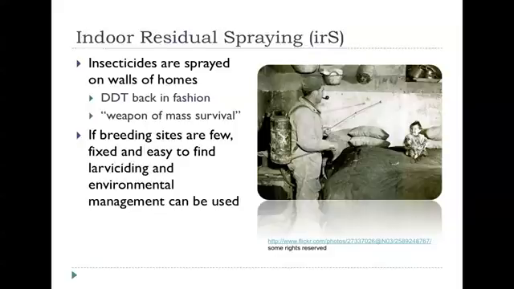Another option is so-called indoor residual spraying. Malariologists seem to have these funny little acronyms, so they call this IRS. I don't know why they have small letters for the first two and a large one, but that's what you find in the literature. So it's IRS. What you do is spray insecticides on the walls of homes. This is a picture from the middle of the 20th century, I think in Italy, going around spraying the inside of houses.